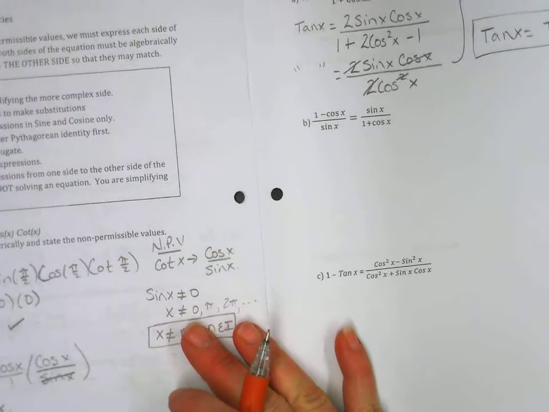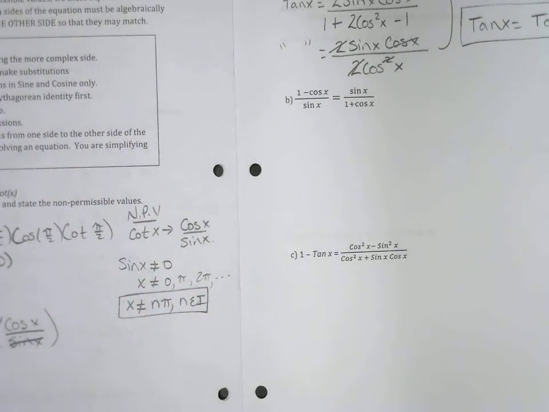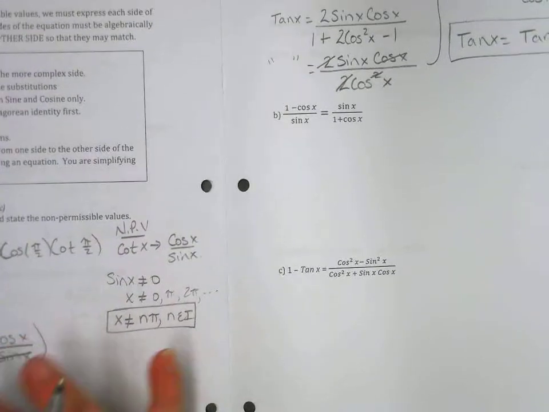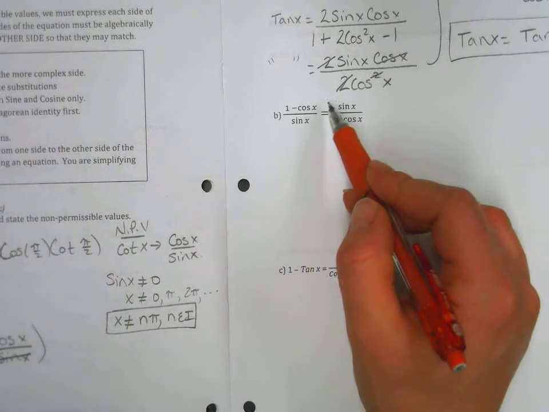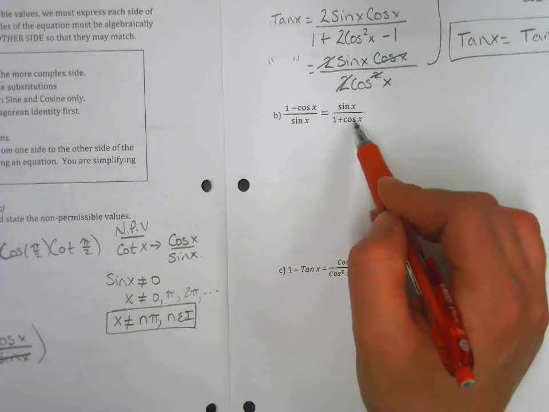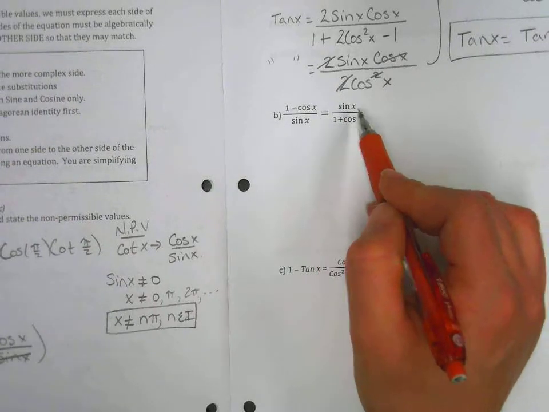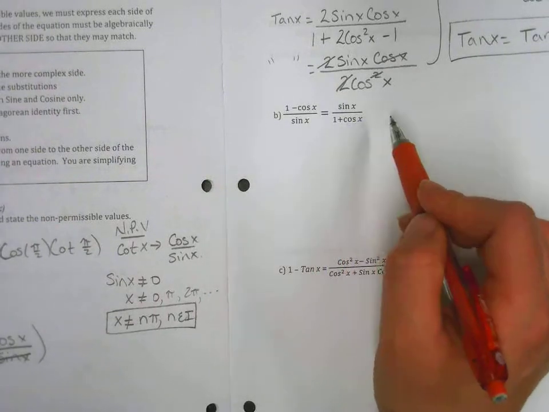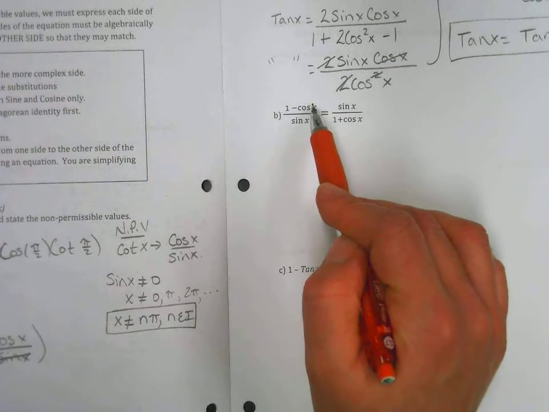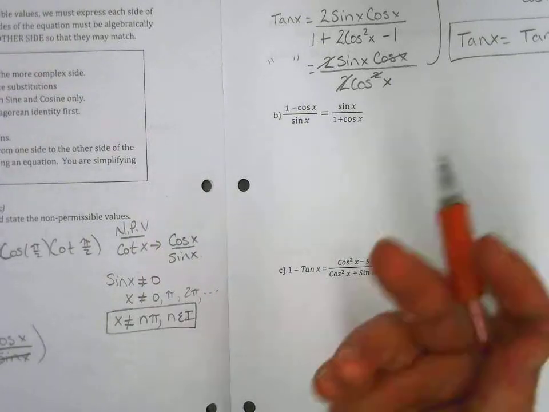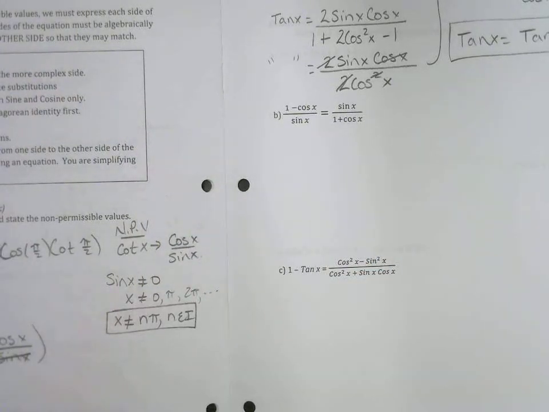All right, moving on. Question B. I'm given 1 minus cos of x over sine of x is equivalent to sine of x over 1 plus cos of x. So when I look at these expressions, well, I can't really change sine, I can't really change cos into anything. There's no double angle occurring anywhere. I can't use the Pythagorean identity because it's not a cos squared x. So at this point, I don't know what to do.